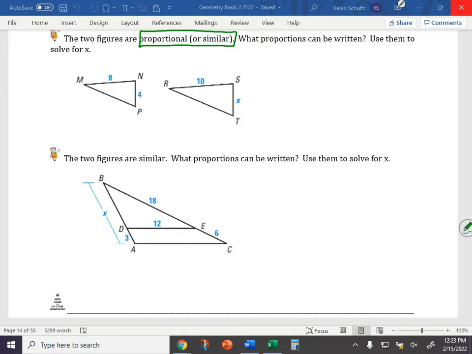So it says, what proportions can be written? Use them to solve for x. Give me one possible proportion you could write using these figures that would allow you to correctly solve for the variable. I'll give you a hint. You're going to be using corresponding sides. Okay, there's a couple different ways to do it, but there's a certain order that needs to be followed here.